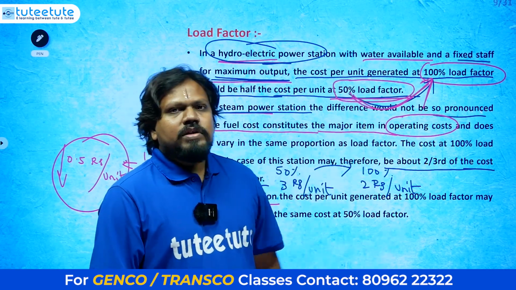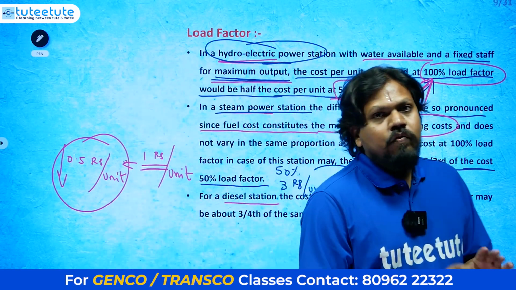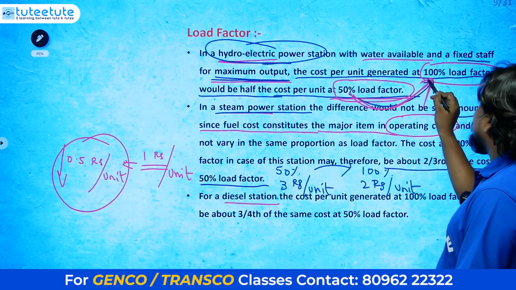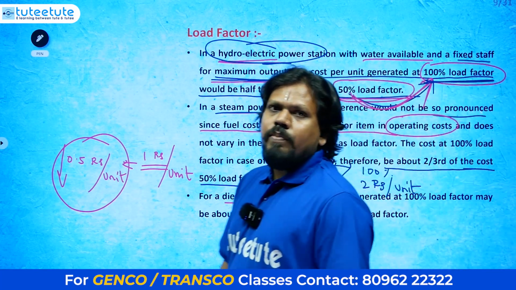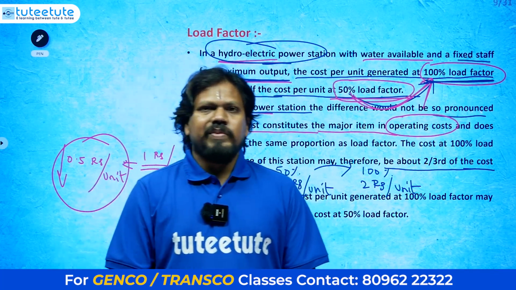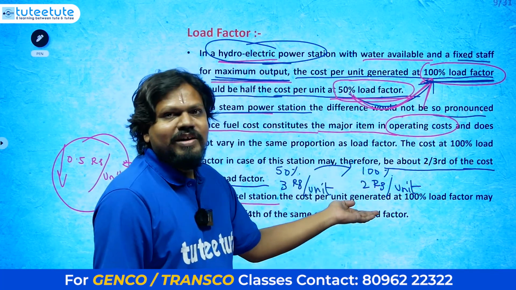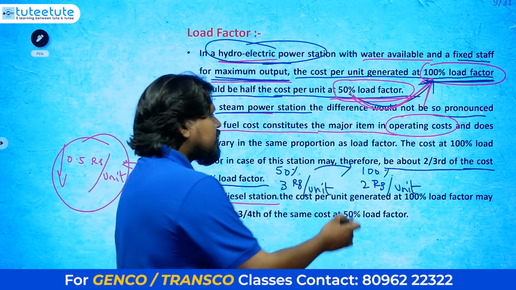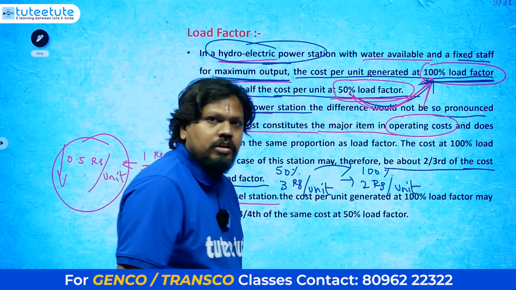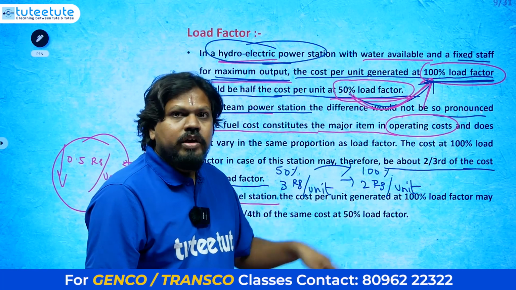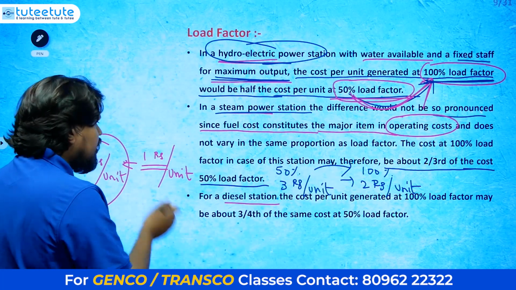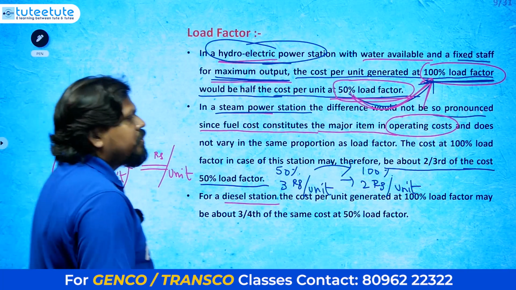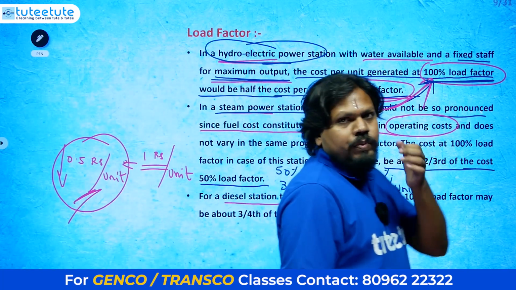But for the hydroelectric power plant, we can use it at 100% load factor. This thermal power plant or steam power plant, we should not operate at 100%. Even though we are getting some advantage, right? If you operate like this, you will get 2 rupees per unit. But we are spending some money, okay? So you need to compare. The same power plant for the same loads will give 0.5 rupees per unit here, and 2 rupees per unit there.